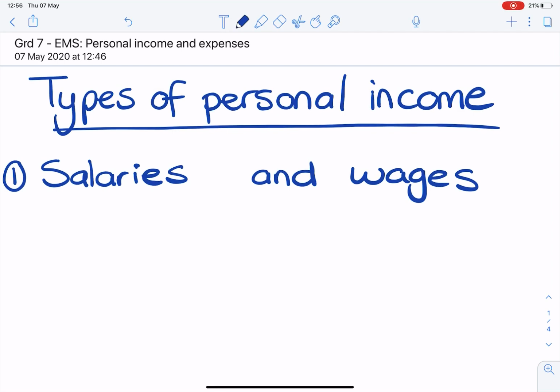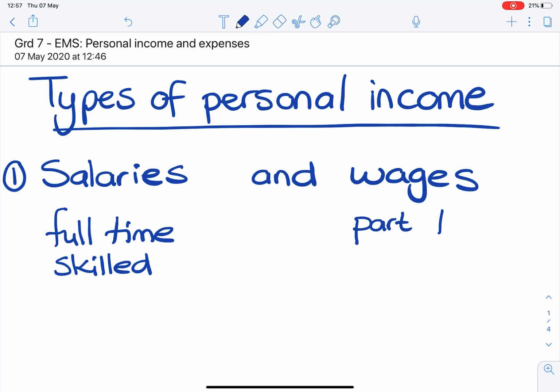The first one would be salaries and wages. Now let's remember the difference between these two. A salary is for someone who's worked full-time. So they work full-time and it is for skilled labor. Wages are earned by people who work part-time or on a weekly basis, and they are either semi or unskilled.